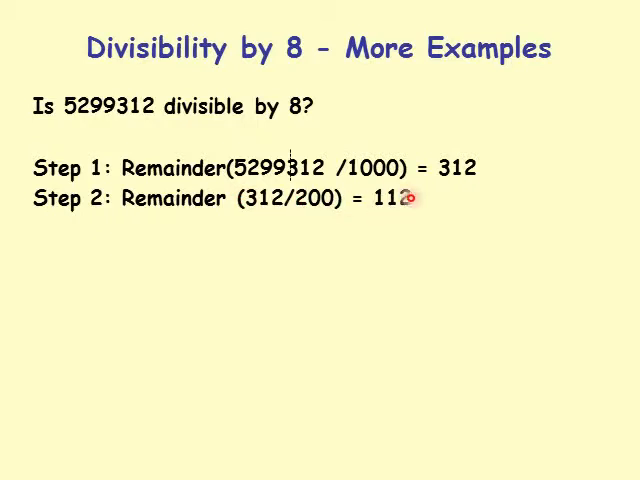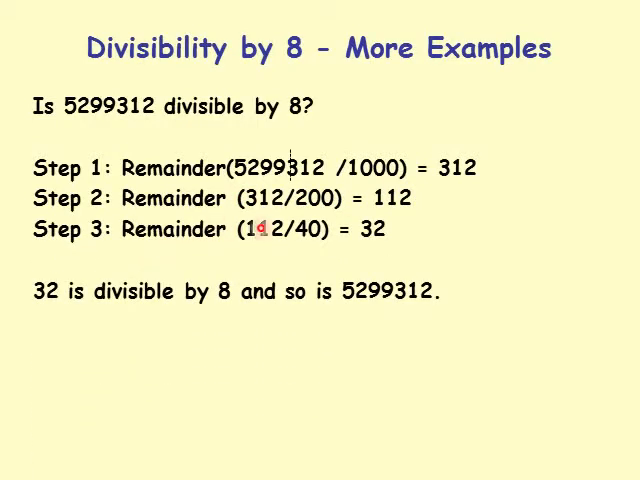That remainder is 112. Next, we divide by 40 and see the remainder. 112 divided by 40, the remainder is 32. Let's continue. 32 is divisible by 8, and so is 5299312.